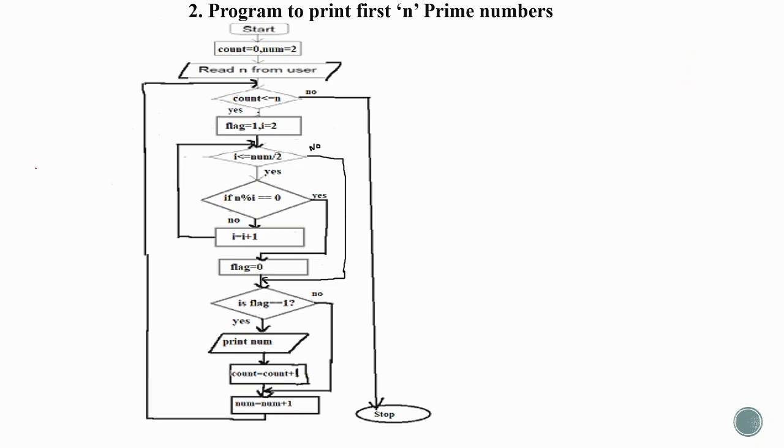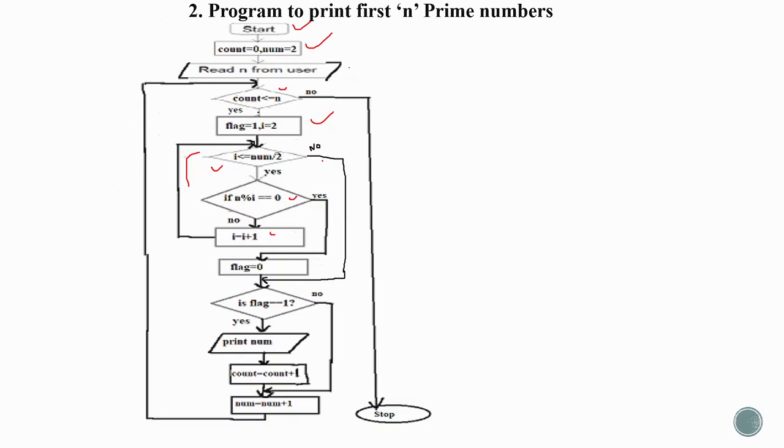Next is the flowchart, and this flowchart is a little bit clumsy, but start, count is set to 0 and num is set to 2. Then read n from the user. Then we are checking whether count is less than or equal to n. If it is yes, we can proceed. Flag 1 and i 2. Then again checking i less than or equal to num by 2. If it is right, then again check n percent i equal to 0. If it is not, then you can increment i, and this step got repeated until the condition i less than or equal to num by 2 fails.